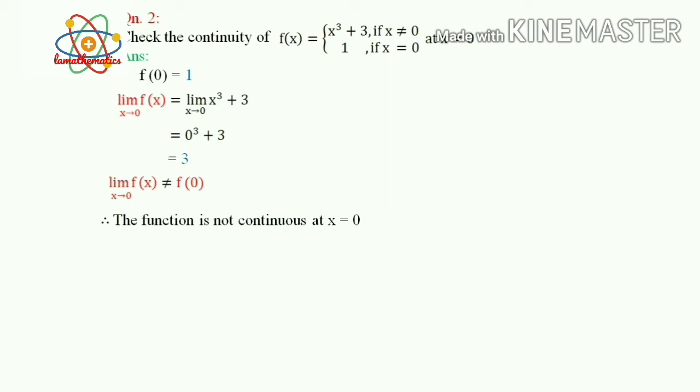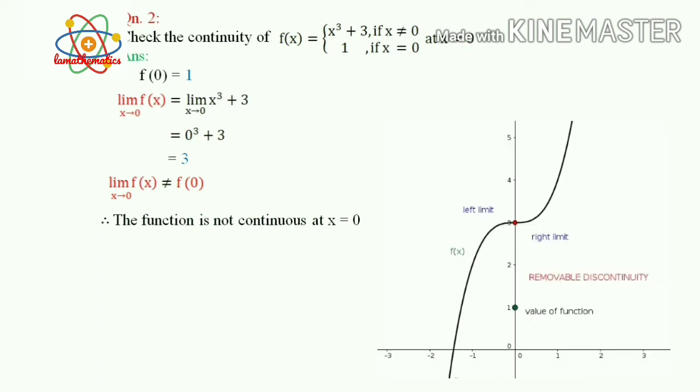For more clarification, we draw the graph of the function f of x. We know the shape of f of x equal to x cube. This graph, f of x equal to x cube plus 3, is the graph of f of x equal to x cube shifted 3 units up. This graph has a break at (0, 3). When x equals 0, the y-coordinate is 1. That is, the graph contains the point (0, 1) also.